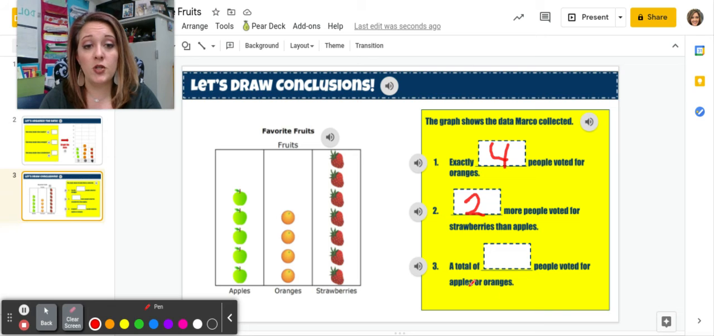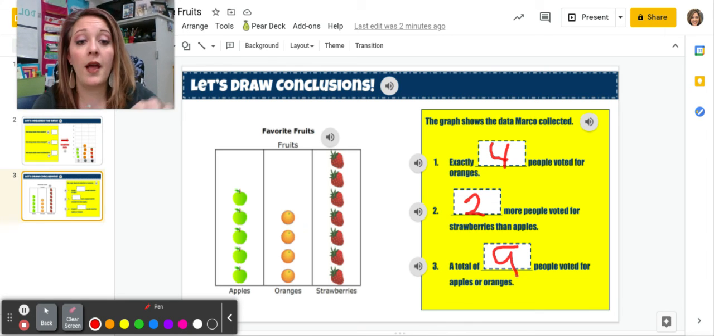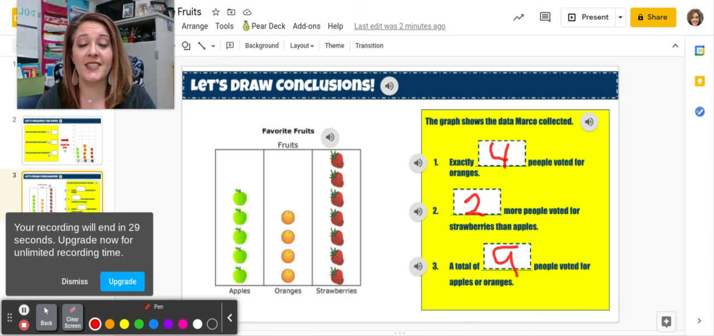And my question number 3 says, a total of blank people voted for apples and oranges. So for this question, I'm going to have to count all my apples and all my oranges. So I have 1, 2, 3, 4, 5, 6, 7, 8, 9. 9 people voted for apples and oranges.